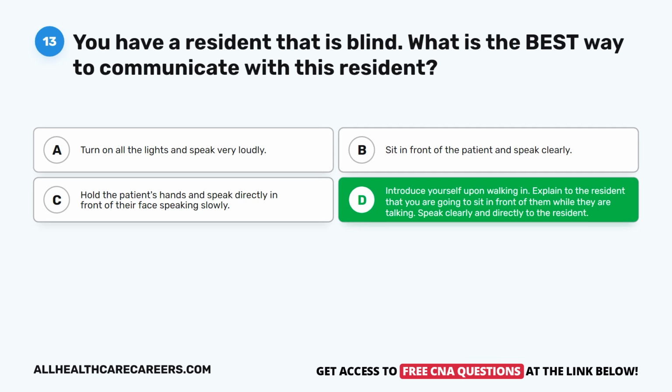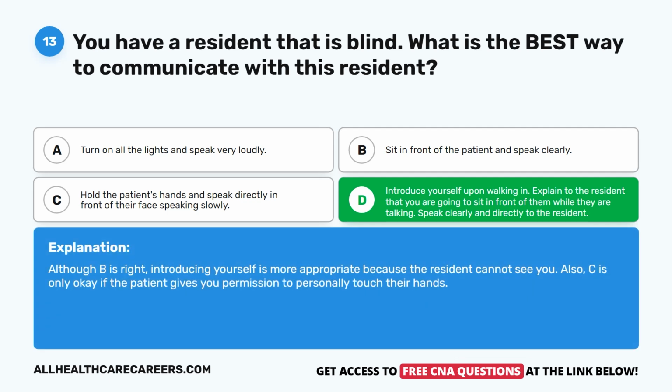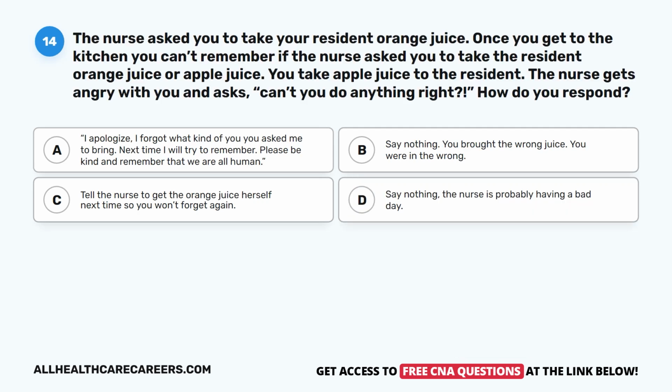Introduce yourself upon walking in. Explain to the resident that you are going to sit in front of them while they are talking. Speak clearly and directly to the resident. Although B is right, introducing yourself is more appropriate because the resident cannot see you. Also, C is only okay if the patient gives you permission to personally touch their hands.